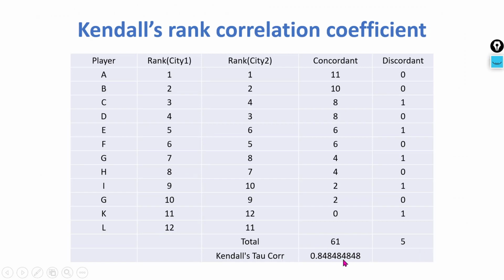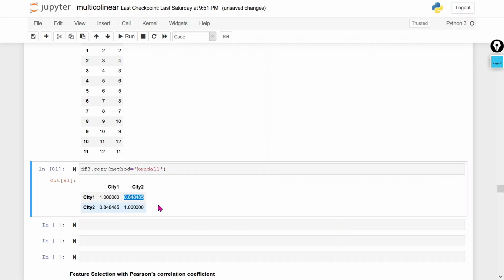The same thing I got with the help of the manual process, and the same thing I am getting with the help of Python. It means both are verified. So this way you can use Python to check the Kendall's rank correlation coefficient. It is very easy. You can perform it in a single line.